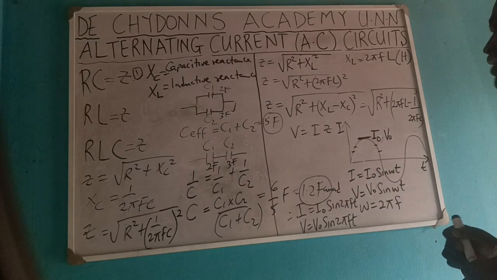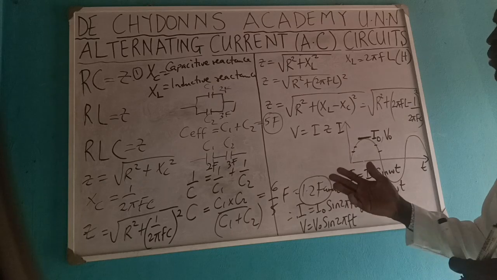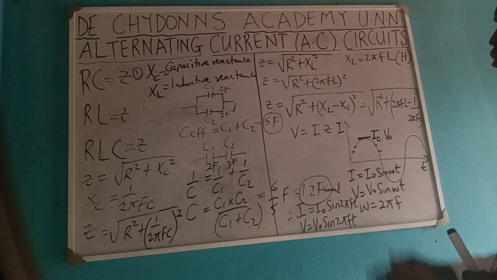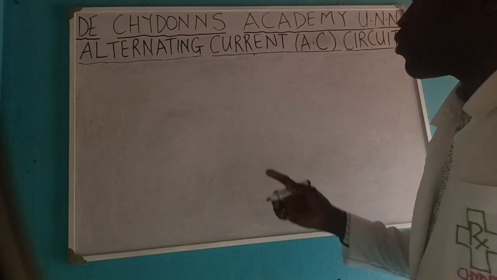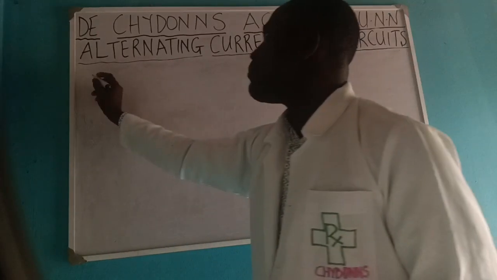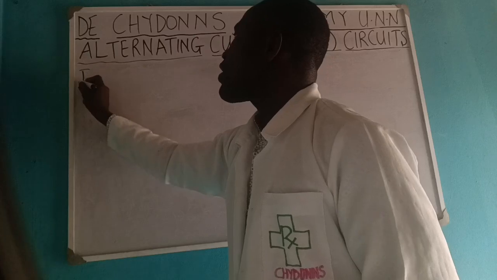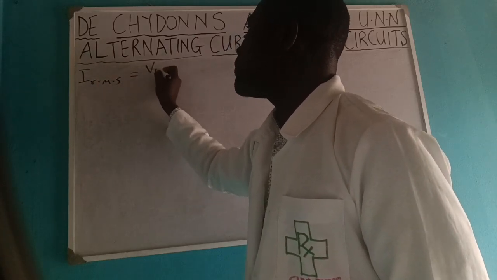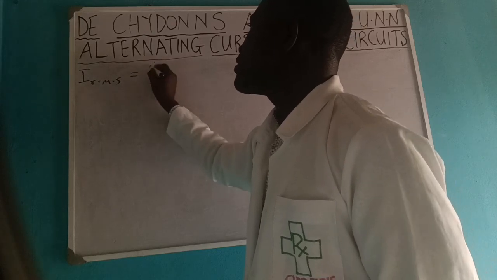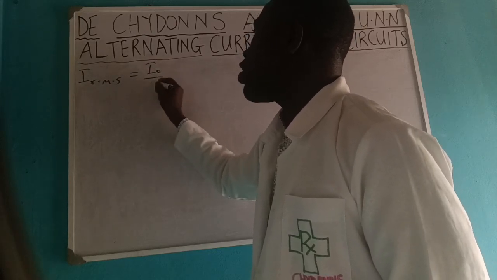Okay? Now let's also derive other important formulas we need to know. First formula we want to recall is the formula for root mean square current. Root mean square current, we say it is peak or maximum current all over root 2.